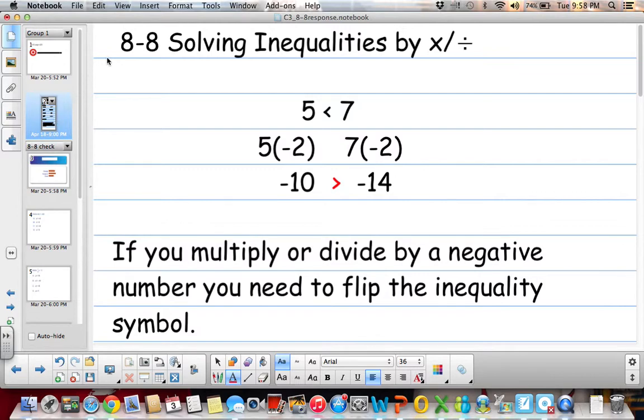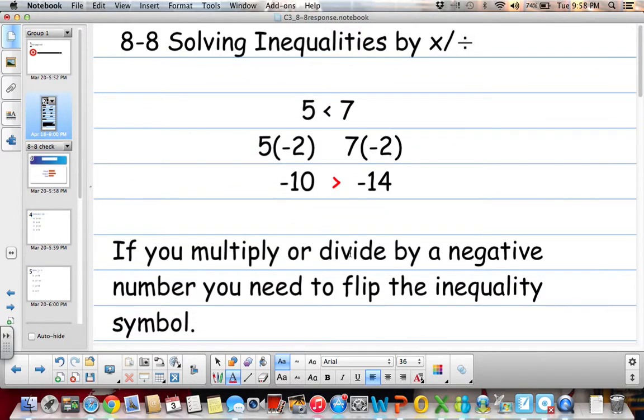So again, when we solve inequalities that involve multiplying and dividing, it's very similar to solving equations with multiplication and division, but the only thing that we need to remember is that if we multiply or divide by a negative number, we need to flip the inequality symbol.